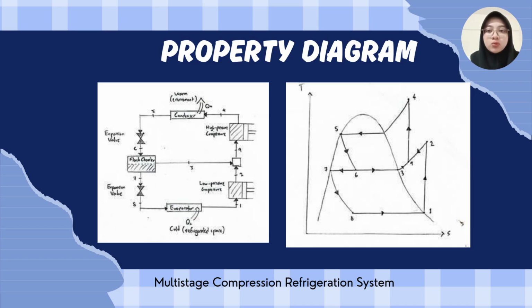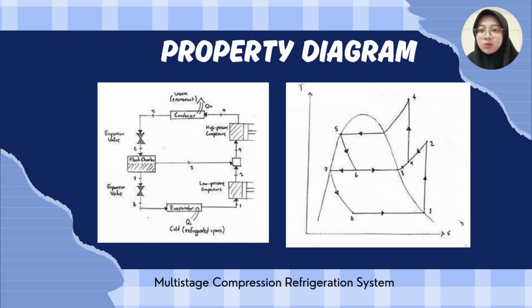From 1 to 2. Irreversibility in the first stage compressor. From 2 to 3. Pressure drop in the intercooler. From 3 to 4. Irreversibility in the second stage.